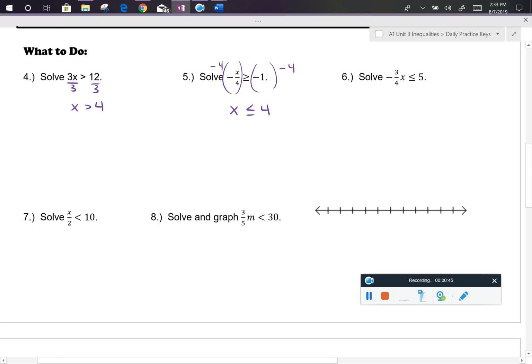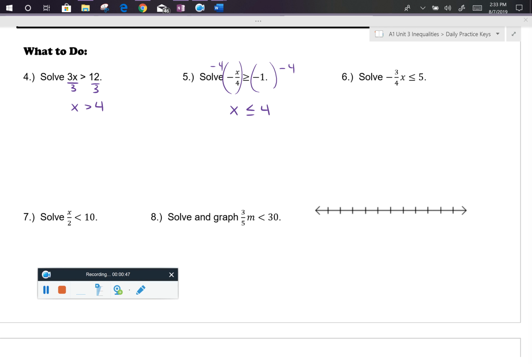Solve -3/4 x is less than or equal to 5. Remember, when you want to divide by a fraction, that would be really awkward, so instead you multiply by its reciprocal. So we'll multiply both sides by -4/3, always remembering to bring that sign with us. x is greater than or equal to -20/3, remembering to flip the inequality because we multiplied both sides by a negative.